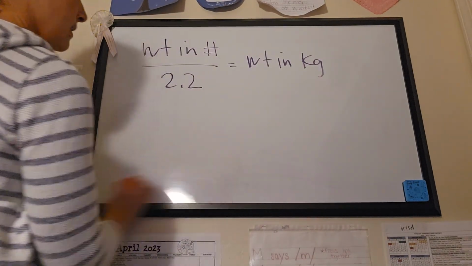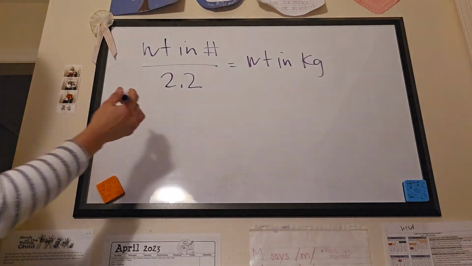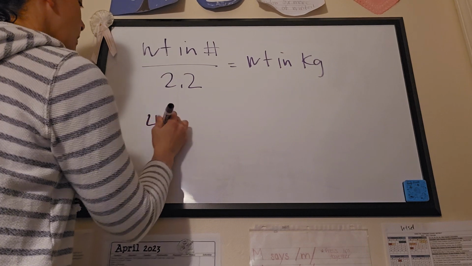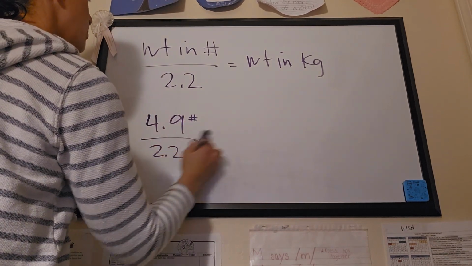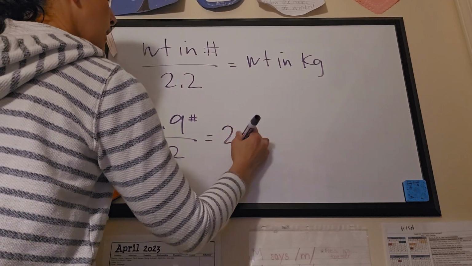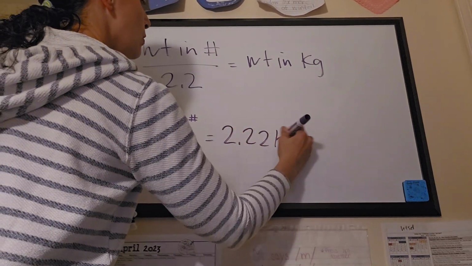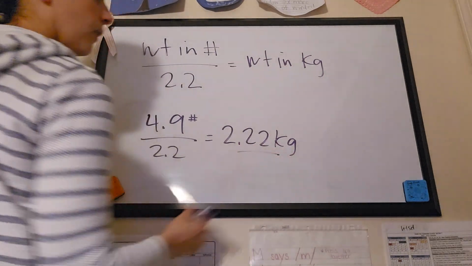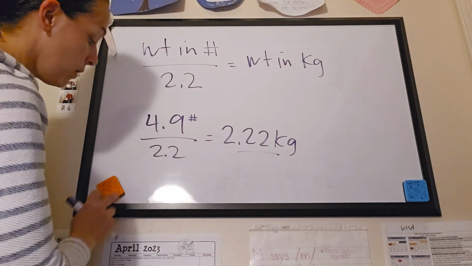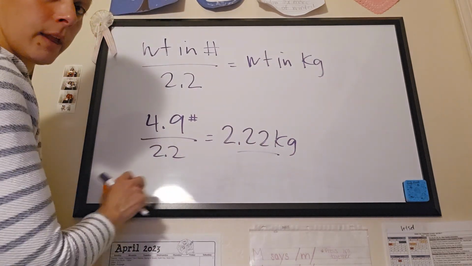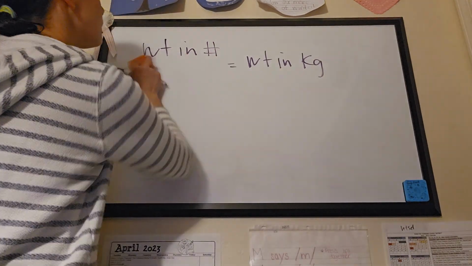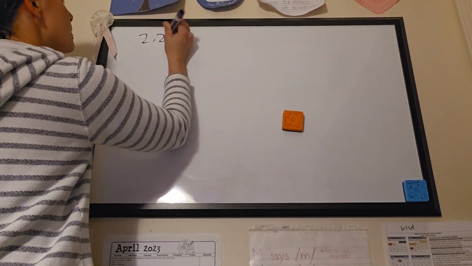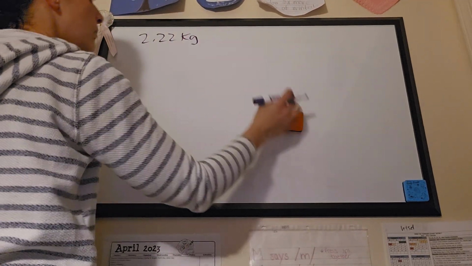Now in Morgan's case, she was 4.9 pounds. I'm going to divide that by 2.2, and that is 2.22 kilograms. That is her weight in kilograms, and that's what we will use to calculate the rest of her drugs that she's going to get. So she is 2.22 kilograms.